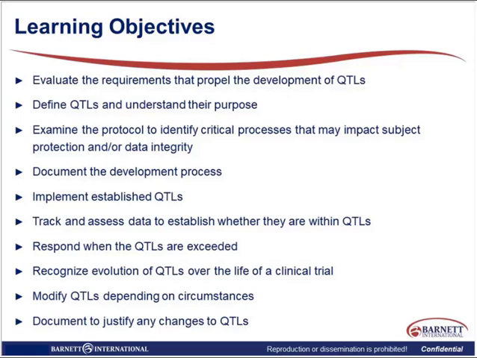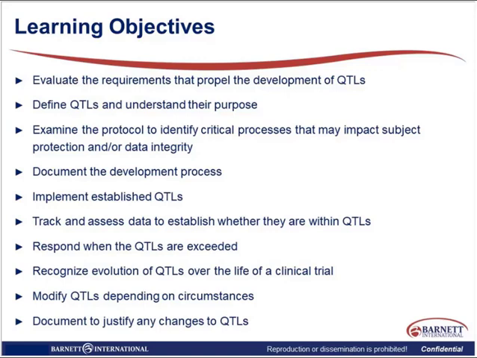And then the next objective is to examine the protocol to identify critical processes that might impact subject protection and/or data integrity. So there's processes in the evolution of a protocol and its conduct that need to be looked at too to determine quality tolerance limits, if they do at all, if they impact at all. And then document the development process of QTLs. I'm going to start saying QTLs because it's much shorter.